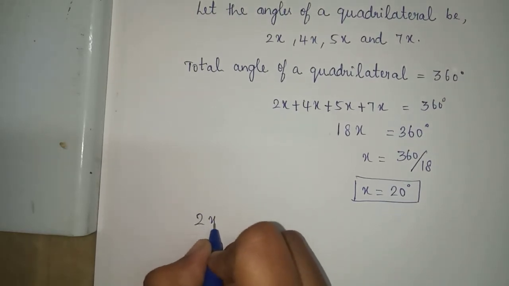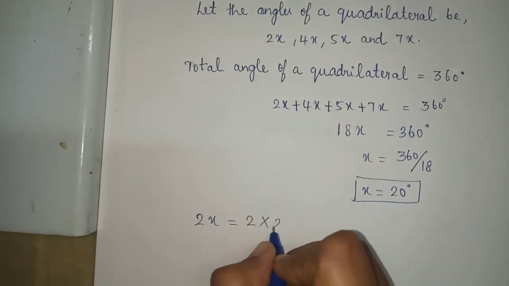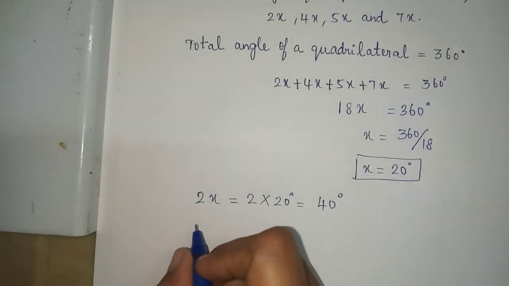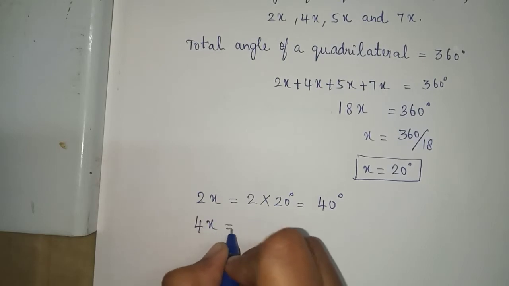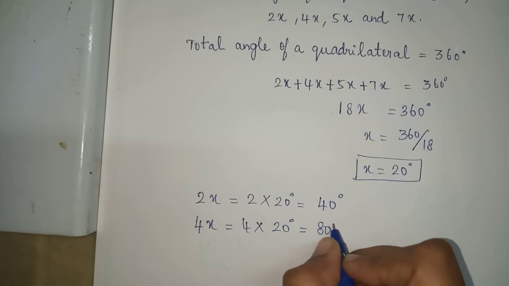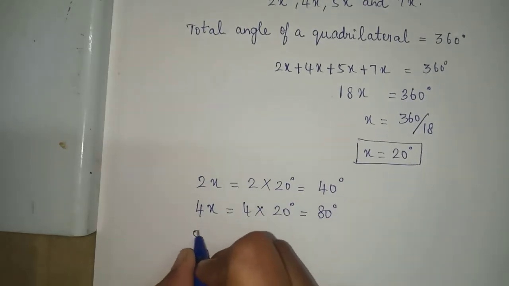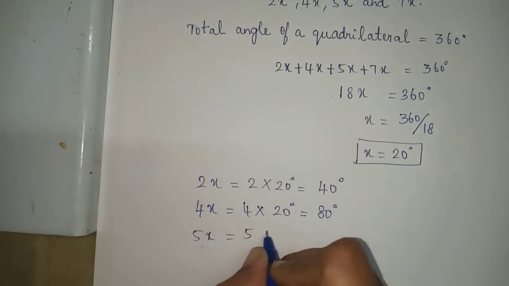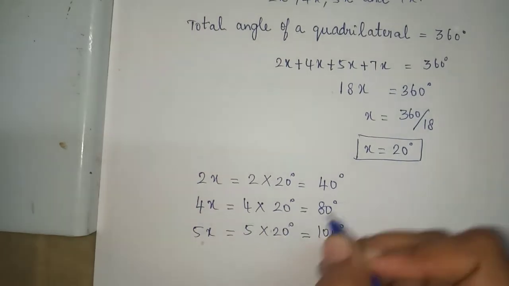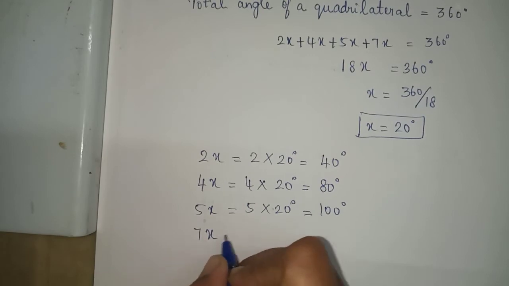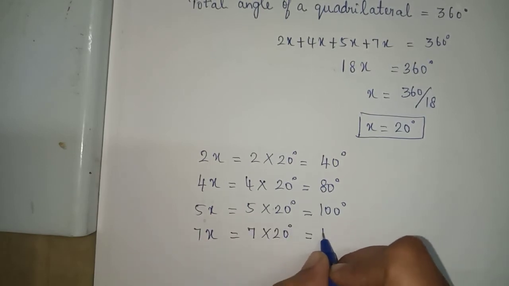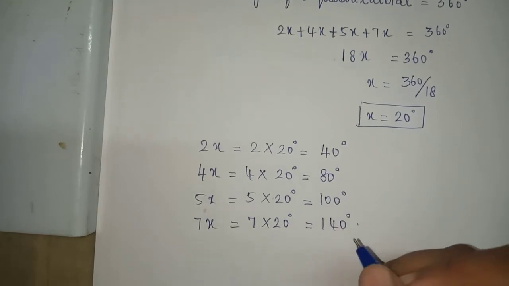The first one is 2x, which is equal to 2 into 20 degree is equal to 40 degree. Then the next one is 4x is equal to 4 into 20 degree, which is equal to 80 degree. And then 5x is equal to 5 into 20 degree, which is equal to 100 degree. Then the last one is 7x, which is equal to 7 into 20 degree is equal to 140 degree.